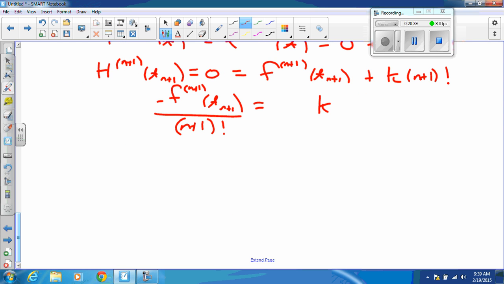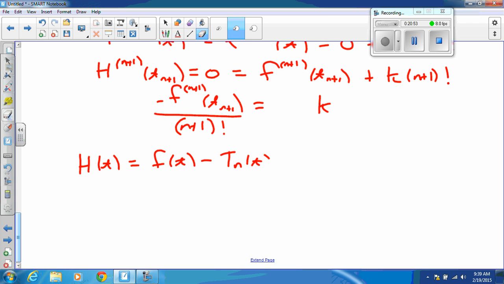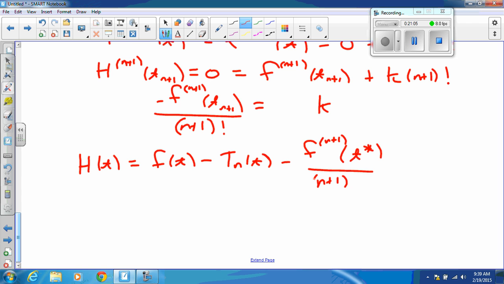Well, okay, so what do I do with that? What I do with that is I go back to my original h of t, which was equal to f of t minus Tn of t, plus, and now I'm going to substitute the k value that I found. And if it's okay with you, I'm going to call the Tn plus 1 by a new name, just going to call it t star, times t minus c to the n plus 1.